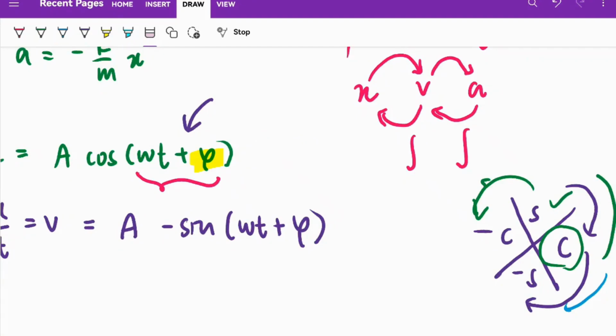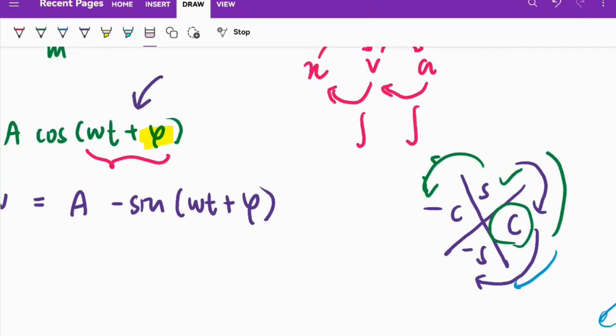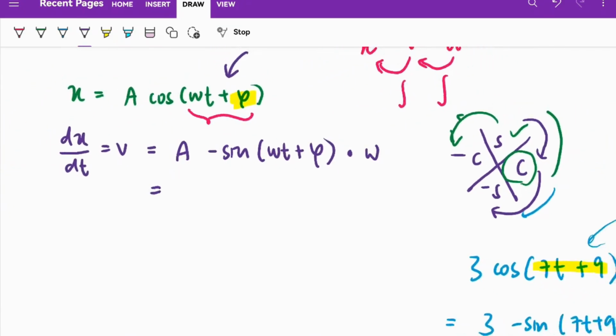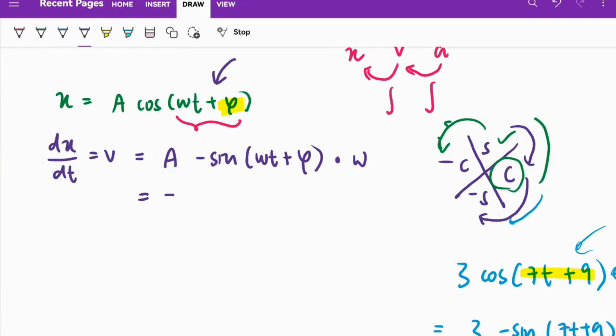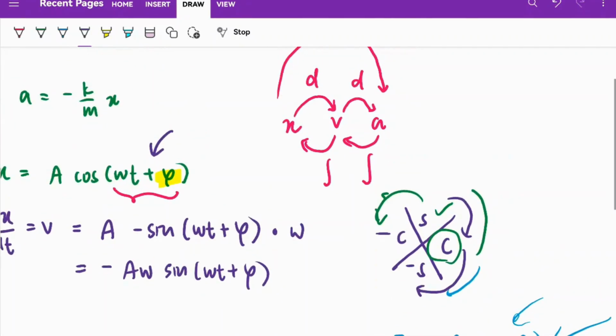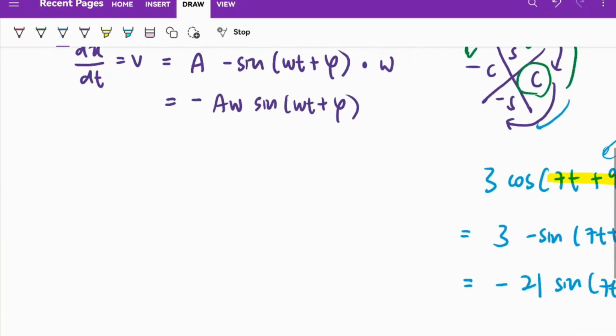So now, let's derive this. Differentiating the one in the bracket, you're going to just get omega. So rewriting this, you'll actually get negative a omega. I'm going to bring the negative outside to clean up the equation. Sine omega t plus phi. Okay. So now, what if you're not going to use phi? Because in A levels, you don't really need phi, right? You just need a cos omega t.